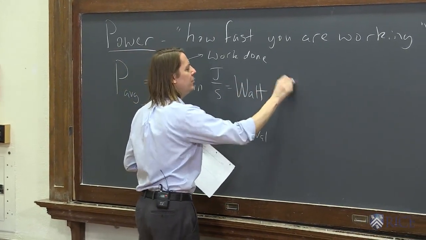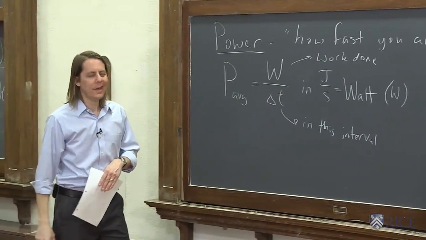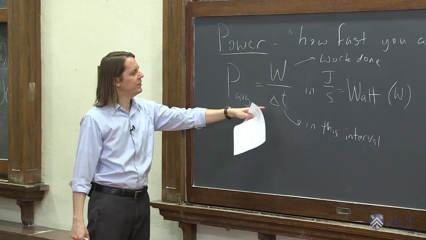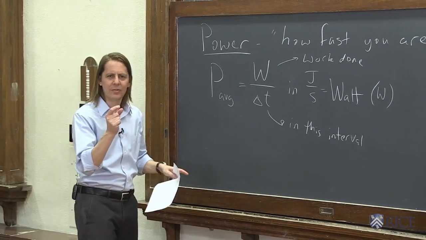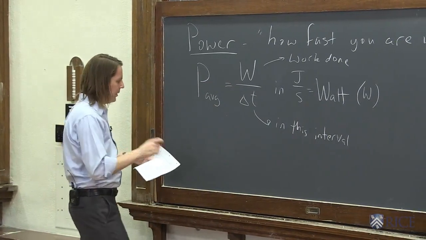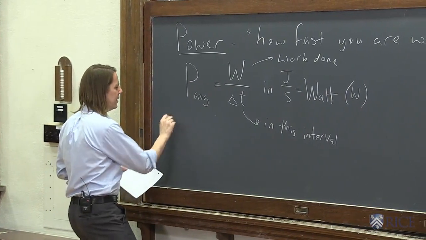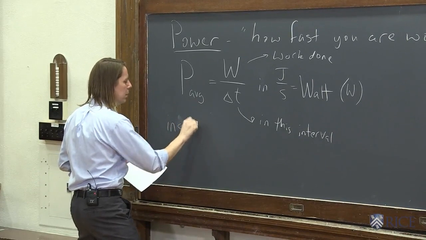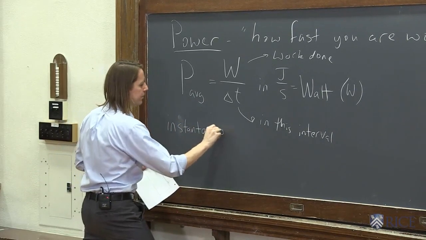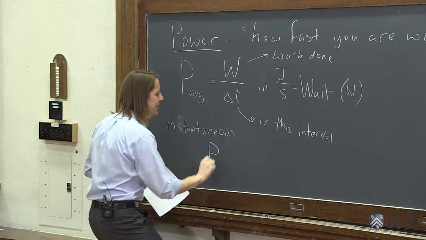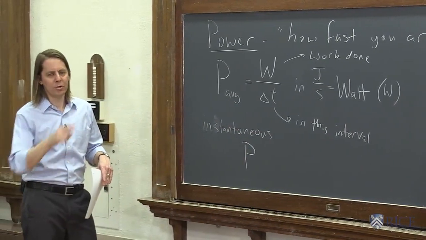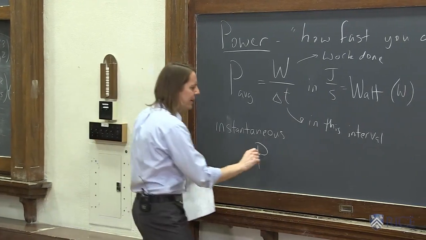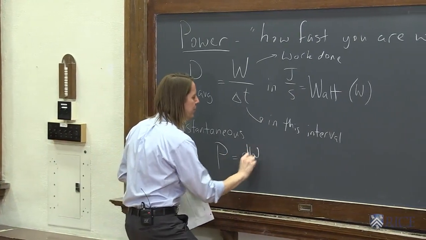And the abbreviation is big W. And it's a lot like average velocity. Remember, average velocity was the displacement over a delta T. We can also think of an instantaneous value at a really small delta T. So if we wanted to look at the instantaneous version, then that would just be P. And just like velocity, we won't put inst at the bottom. If we see no subscript, we mean instantaneous. And that would just be the time rate, the derivative, dW dt.